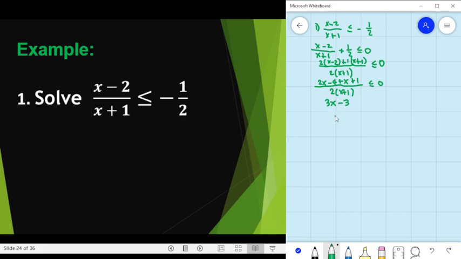And we have 3x minus 3 all over 2 quantity x plus 1, which is less than or equal to 0.